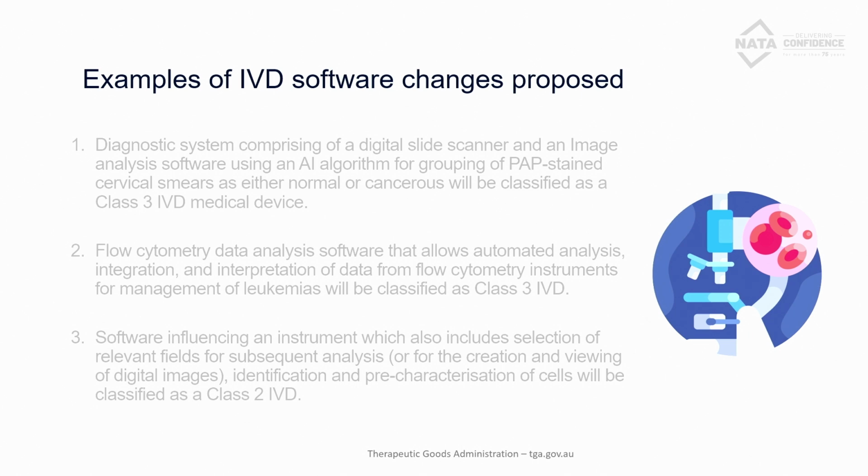Software that's included for selecting cells that are then going to be reviewed by a scientist or a pathologist, where they're not being pre-characterised, would be classified as Class 2 IVDs. So these are changes which will be subject to classification. The proposal of these additional classification rules for software is in line with what they already have in Europe under the European IVDR, and one of our intentions is to align with those requirements.